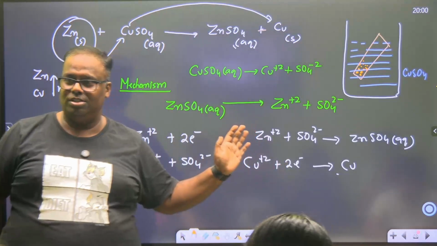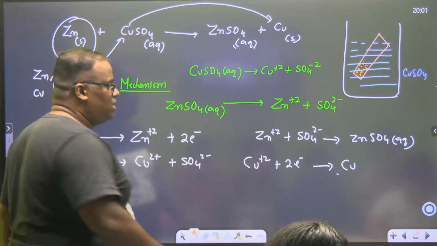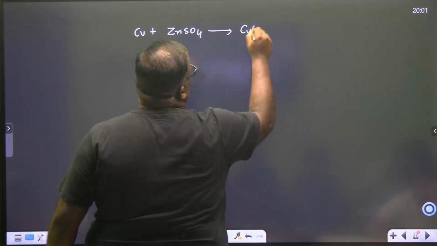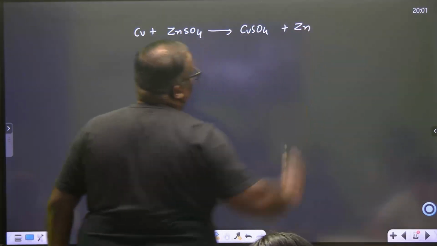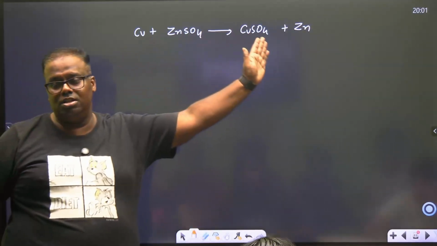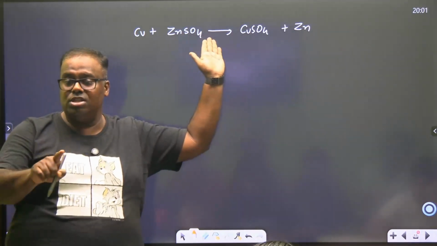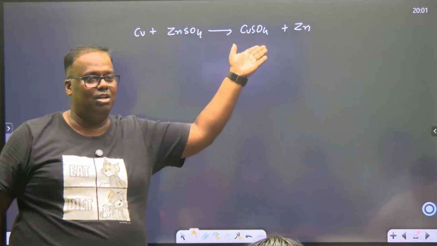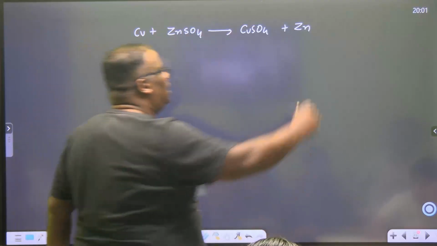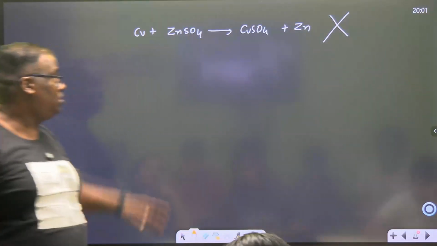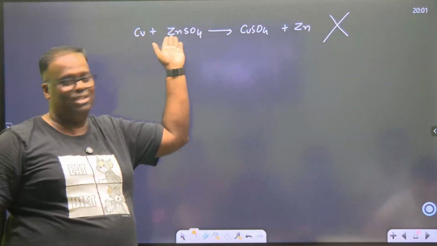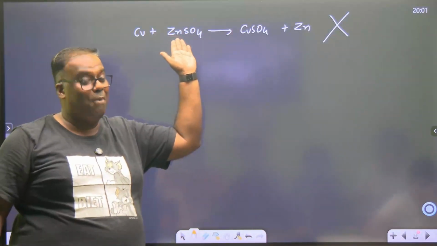Have you understood? They might trick you with something like this. Cu plus ZnSO4 gives you CuSO4 plus Zn. Mathematically, there is nothing wrong in this equation. Equations don't make reactions. Reactions are portrayed by equations. You can write this, but in reality, this will never happen because this fellow does not have a BMW and a Rolex on his wristwatch to compete with this fellow. Understood? But reverse is possible.